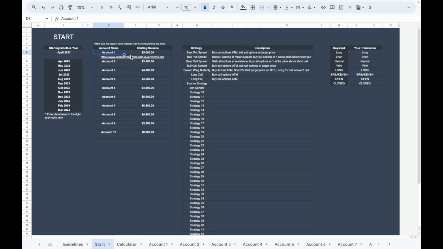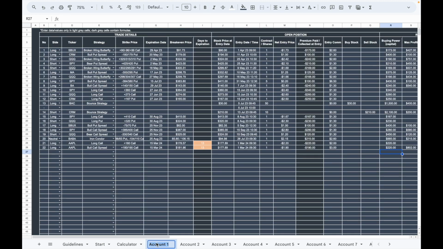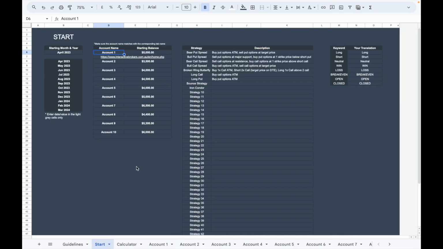When you change the name of account 1 to IBKR, you also need to change the name of the tab of account 1 to IBKR. This applies to the other account names as well. You can also put the link of the brokerage website under the account name here. Next, input the name of your trading strategy. You can input up to 50 trading strategies here.